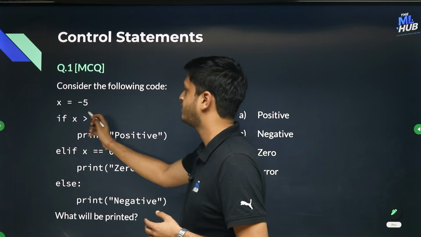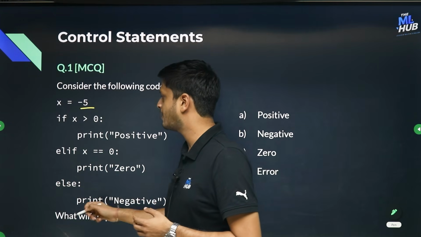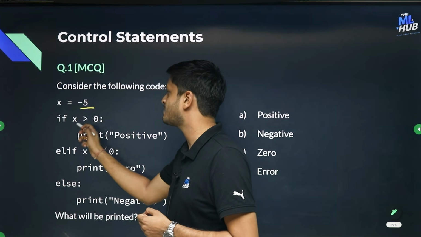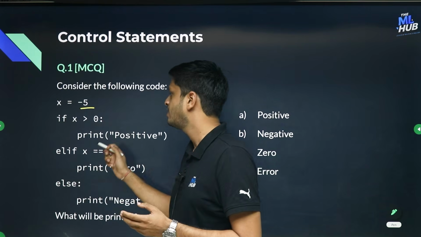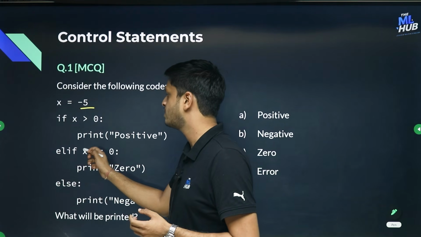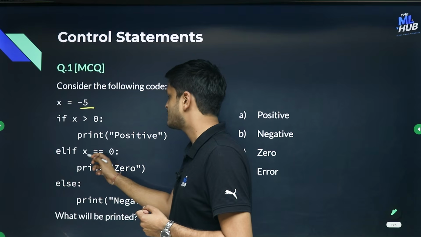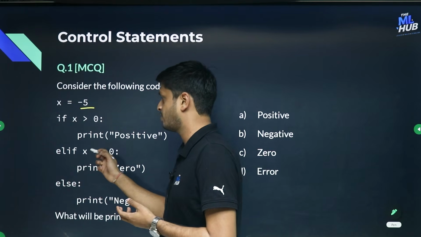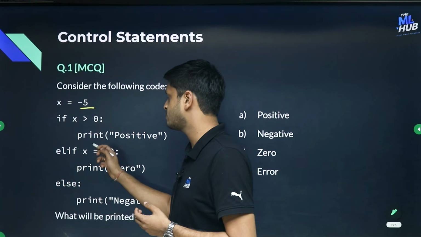So x is -5 here. So we will check the conditions one by one. Is x greater than 0? Is -5 greater than 0? -5 is not greater than 0. So this condition is false. So we will check elif. Is x equal to 0? x is not equal to 0. -5 is not equal to 0. So this condition is also false.